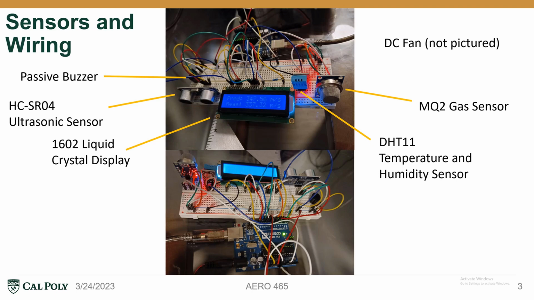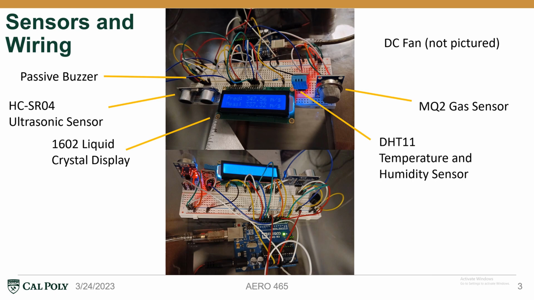The sensors that I used in my project consisted of an ultrasonic sensor, a liquid crystal display, a temperature and humidity sensor, a gas sensor, and then there were two other devices being a passive buzzer and a DC fan. All of these devices are hooked up to the Arduino's 5-volt power supply with the exception of the backlight for the liquid crystal display, which is only 3.3 volts.